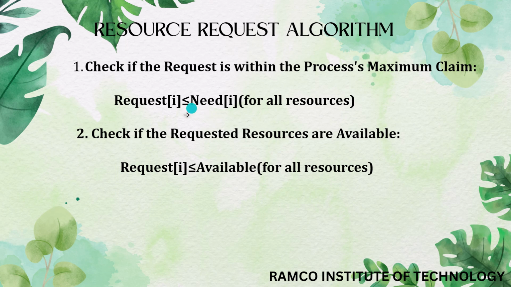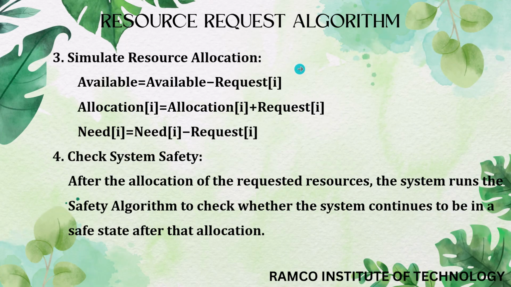If these two conditions are true, we can go for the third step. So in the third step we need to update the available values, then the allocation values, then the resource need values. So by using this formula we can do this resource updation. So available equals available minus request of i, the new request of i, then allocation of i equals allocation of i plus request of i. This request means the new request. Then need of i is equal to need of i minus request of i. So after updating these resources, we can apply the safety algorithm in order to check whether the system is safe or not.